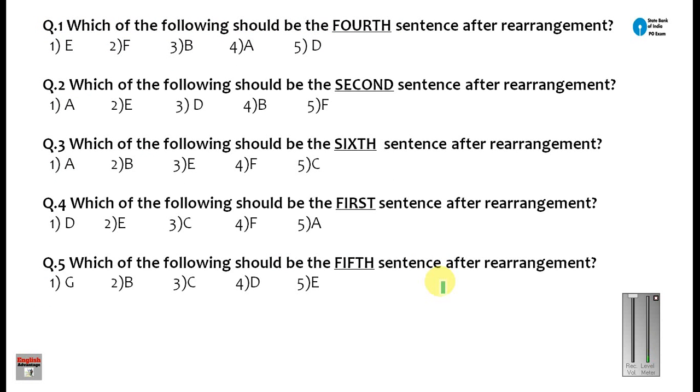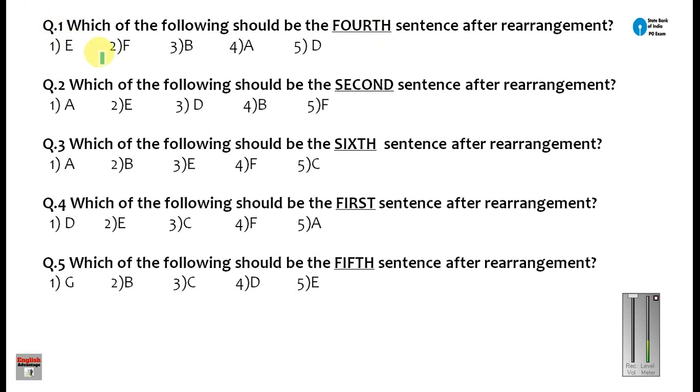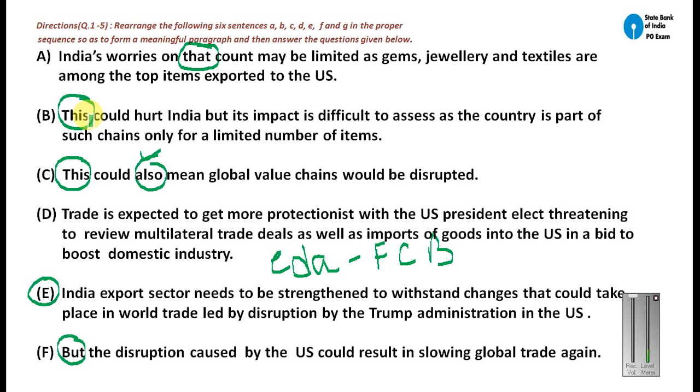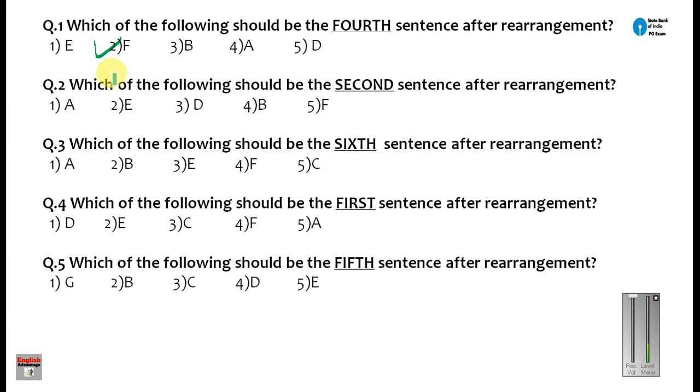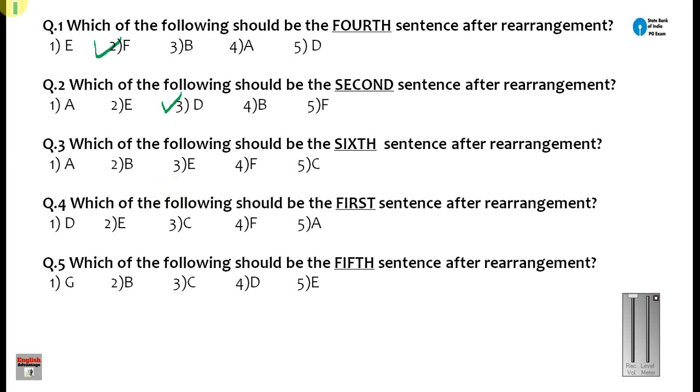you can give the answers of these questions. Which of the following should be the fourth sentence after rearrangement? Okay, now let me see which is the fourth sentence. The fourth sentence is F. So question number 1, your answer will be 2. Okay, now which of the following should be the second sentence? Second sentence is D. So your answer will be third. Question number 2, your answer is third. Question number 3, which of the following should be the last sentence or sixth sentence? And the last sentence is B. So question number 3, your answer is 2.